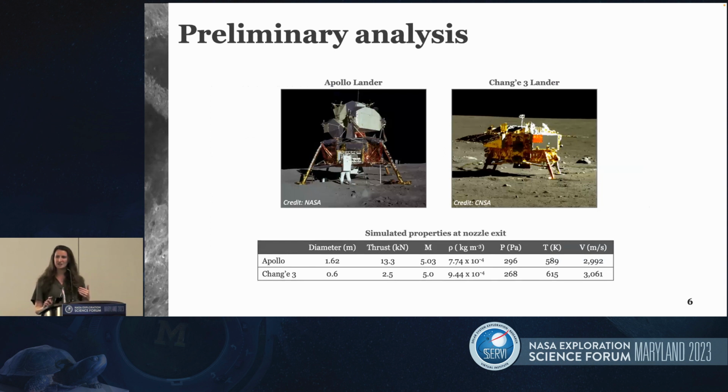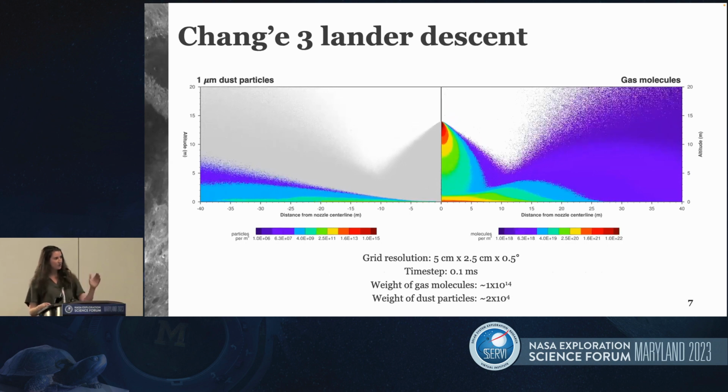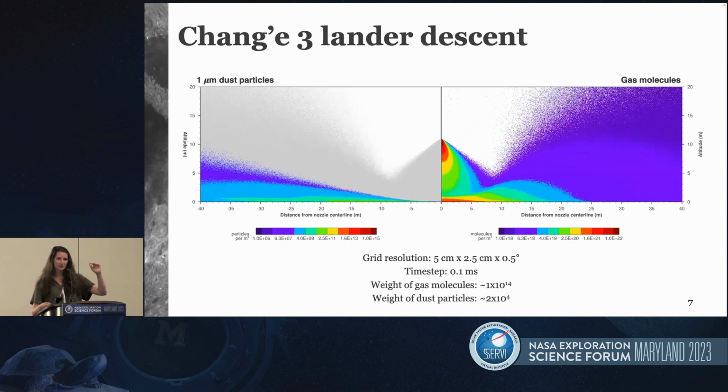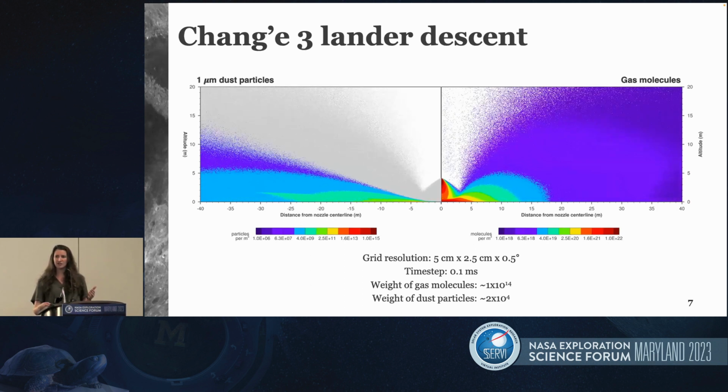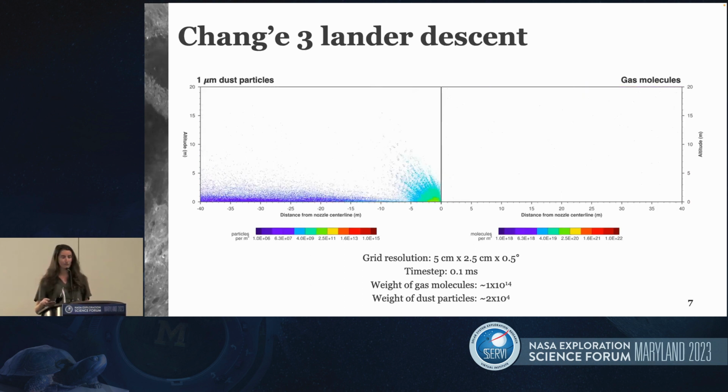So I will present just some quick preliminary results that we have from two different types of landers. We have the Chang'e 3 lander and an Apollo type lander. And just to point out, a key difference between the two is the diameter of the nozzle and the thrust of each of the landers, where the Chang'e 3 lander has a much smaller nozzle diameter and lower thrust. So what I'm showing here is the entire descent of the Chang'e 3 lander based on the trajectory that was reported in a publication giving the descent path and the velocity.